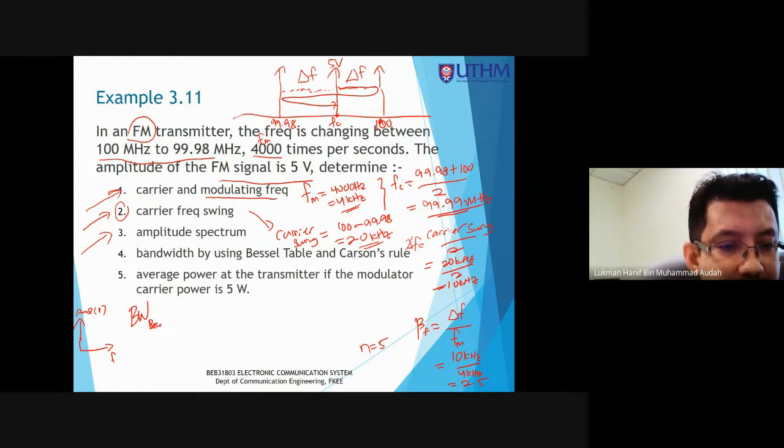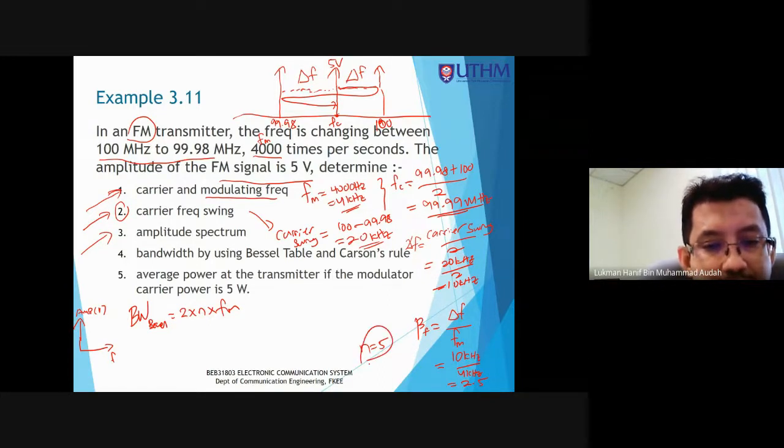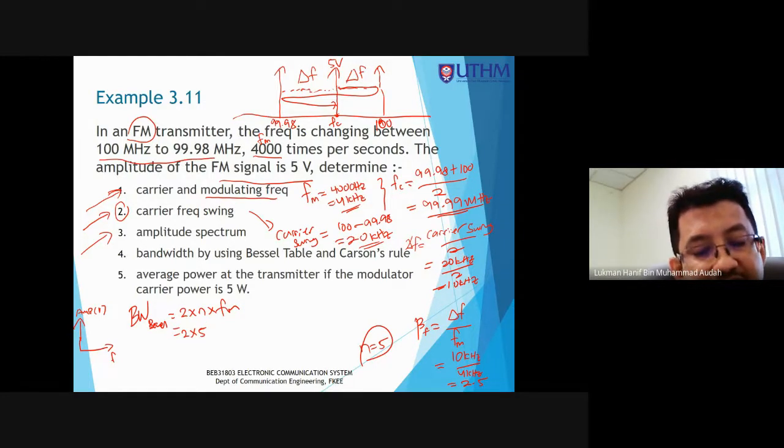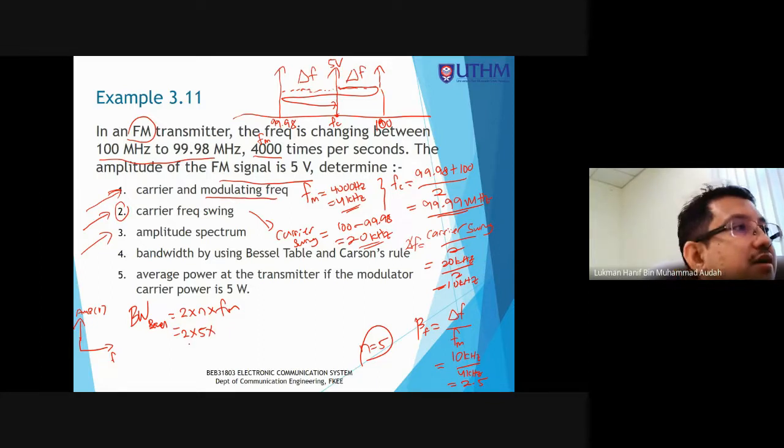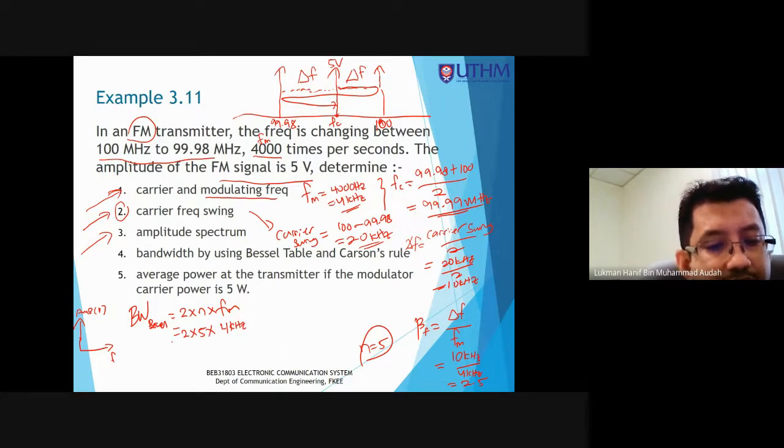So bandwidth Bessel is equal to 2 times N times Fm. Okay, so remember that N is equal to 5. So 2 times 5, number of significant sideband, berapa pasang sideband, multiplied with modulating signal frequency given in the question, which is 4 kilohertz. So this is 10 times 4, so this is 40 kilohertz.